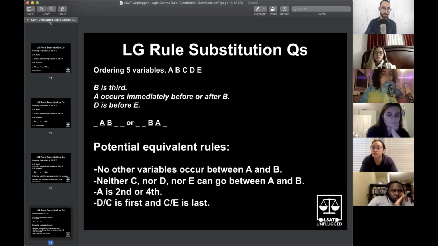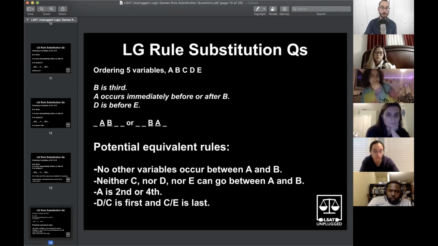So here's a recap of all of those potential equivalent rules. Again, no other variables between A and B. That's probably a little bit too easy because it's using the exact same variables and nothing else. But technically, that would be a good rule sub. That would be a good equivalent rule.